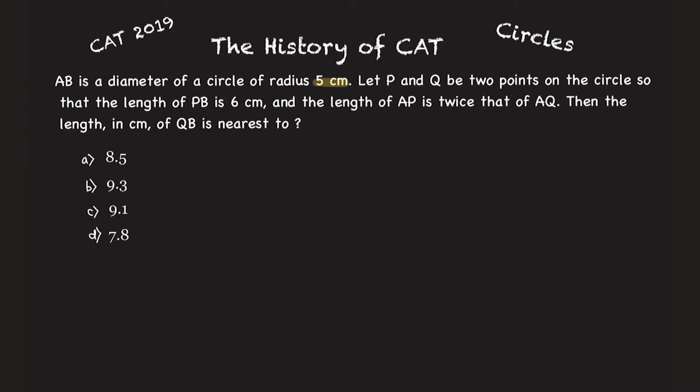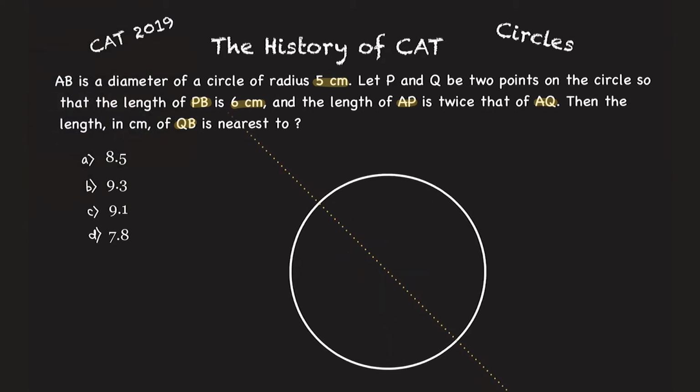P and Q are two points on the circle, so that the length of PB is given to be 6 and the length of AP is twice that of AQ. Then the length in centimeter of QB is nearest to? Only when you plot it will you understand what the question is exactly trying to say. So let's make a circle.